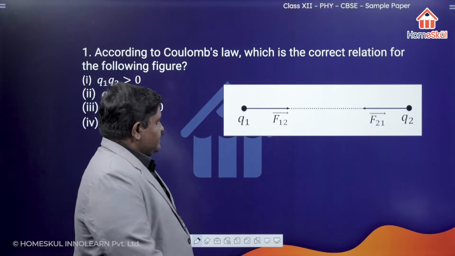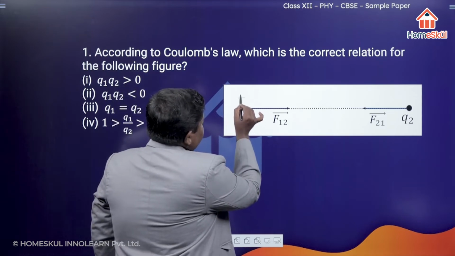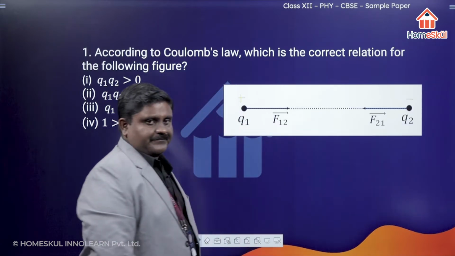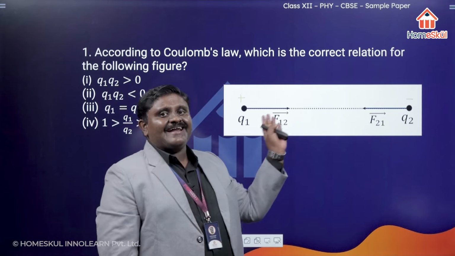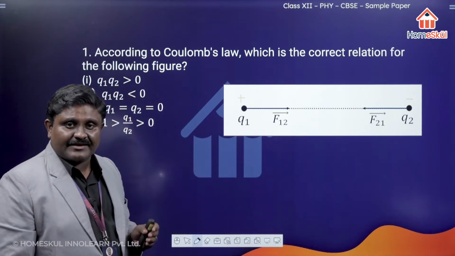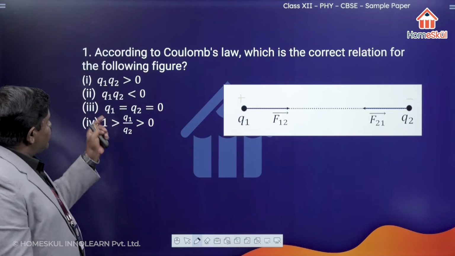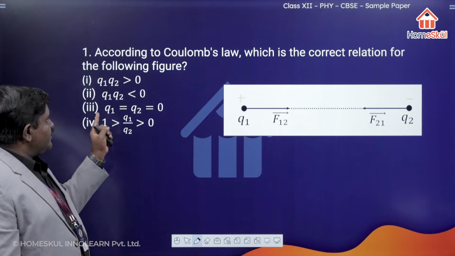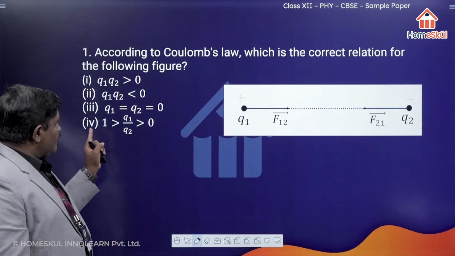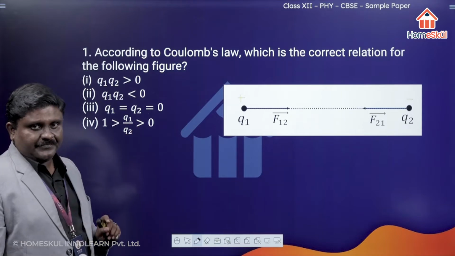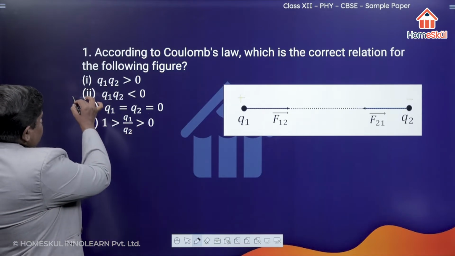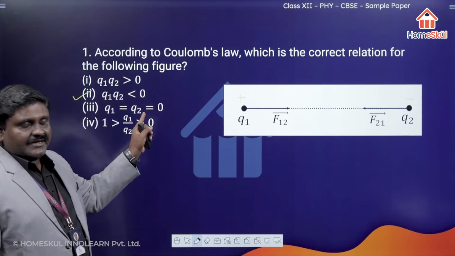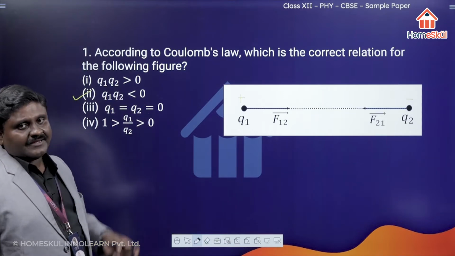So we have to predict the sign of the charges, Q1 as positive and Q2 as negative. So these 2 are unlike charges. How can we represent unlike charges mathematically? Let's go for the options: Q1Q2 greater than 0, Q1Q2 less than 0, Q1 equal to Q2 equal to 0, and the fourth option, Q1 by Q2 greater than 0. So here the second option is the correct one, that is Q1Q2 less than 0. This is the representation of unlike charges.